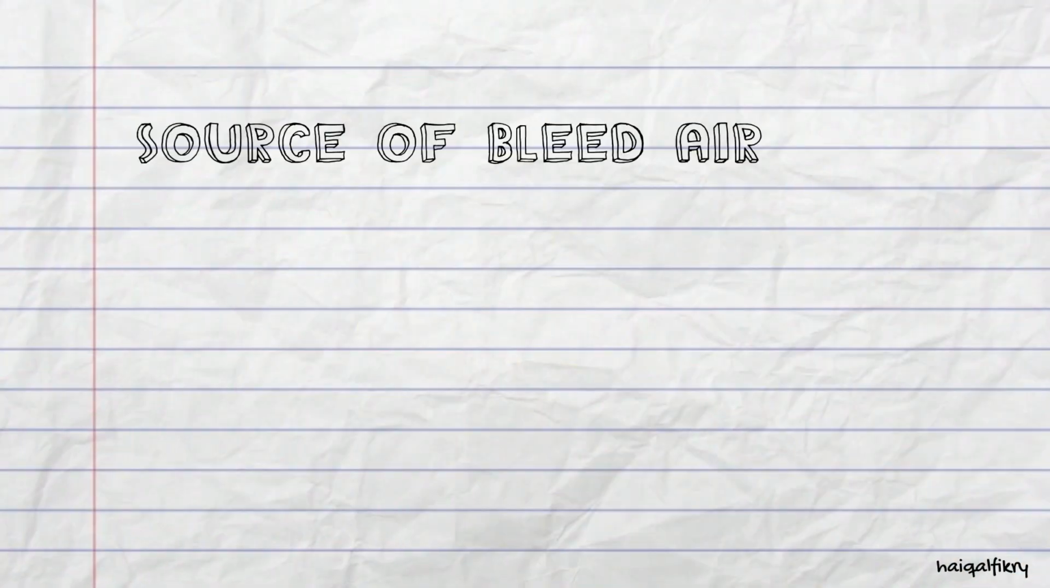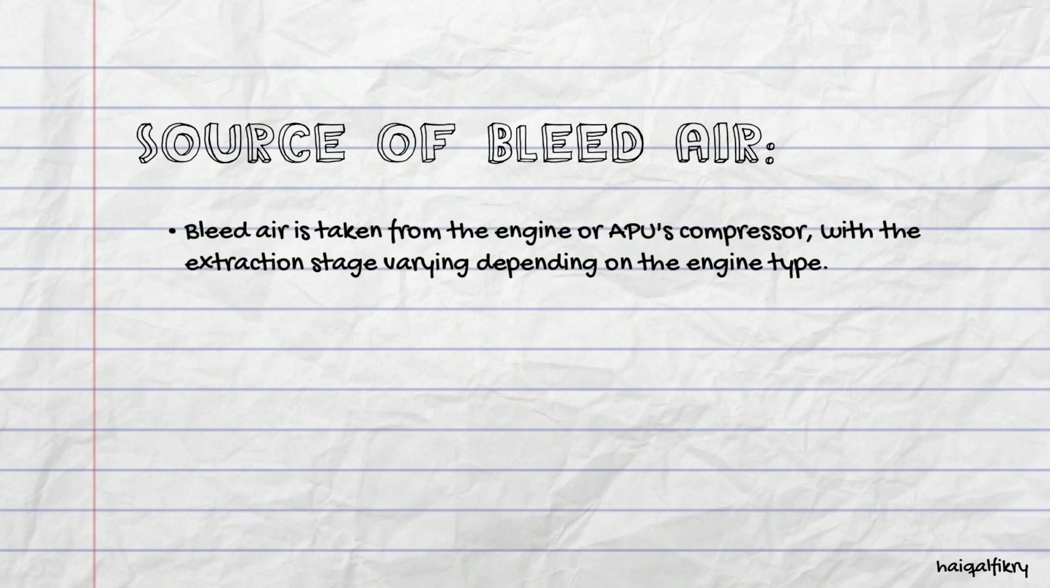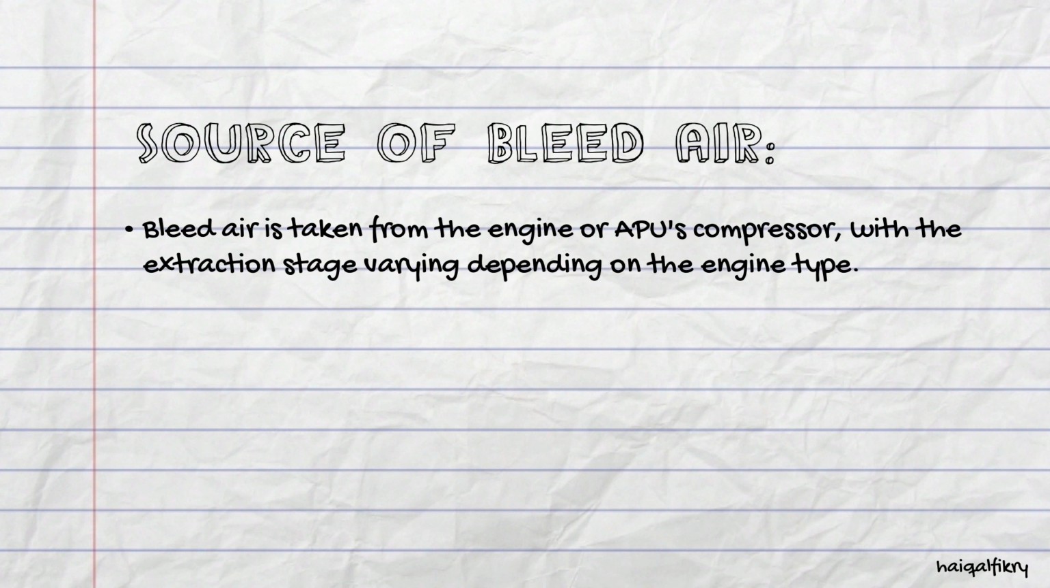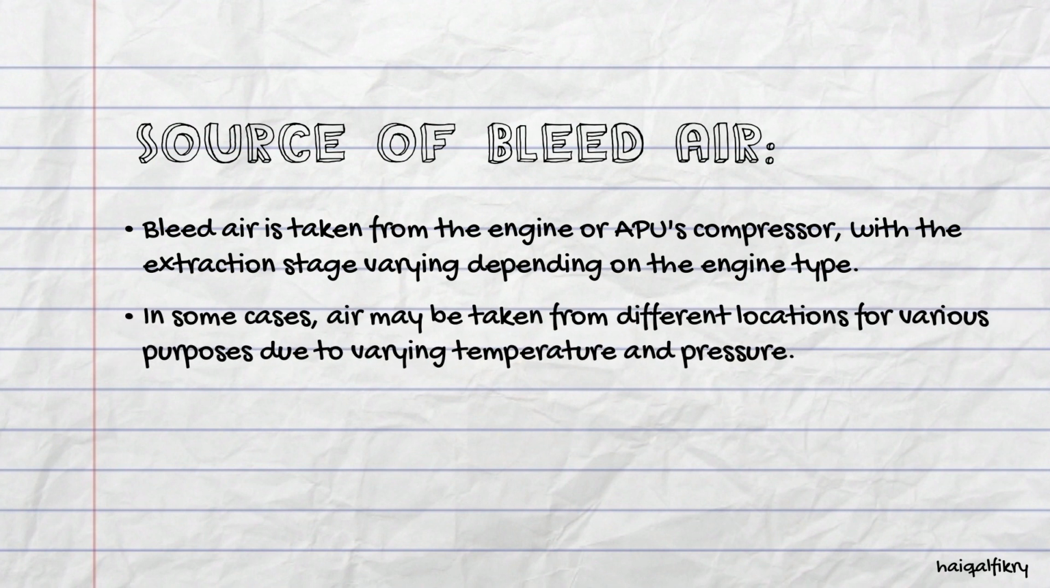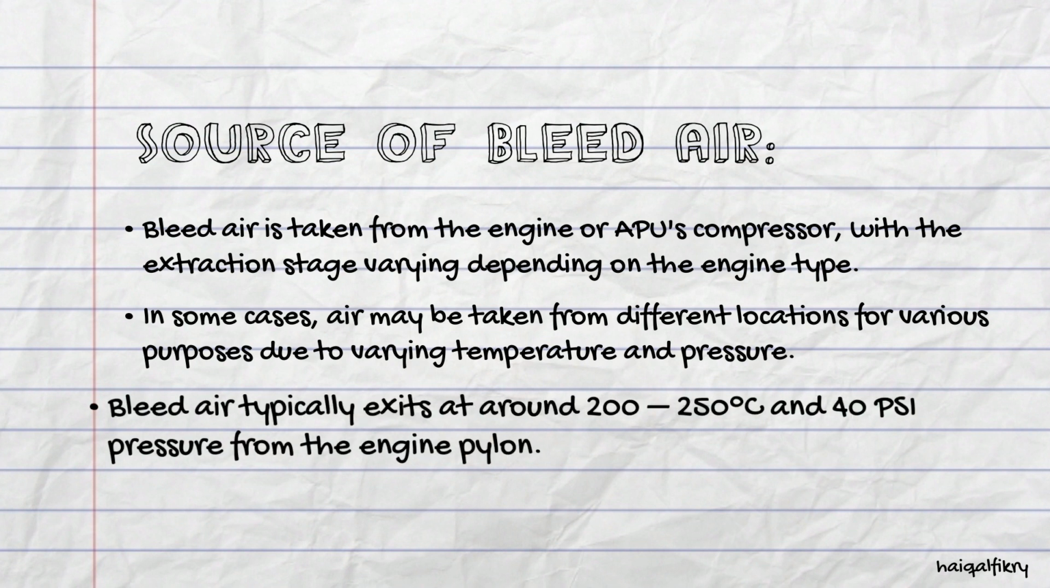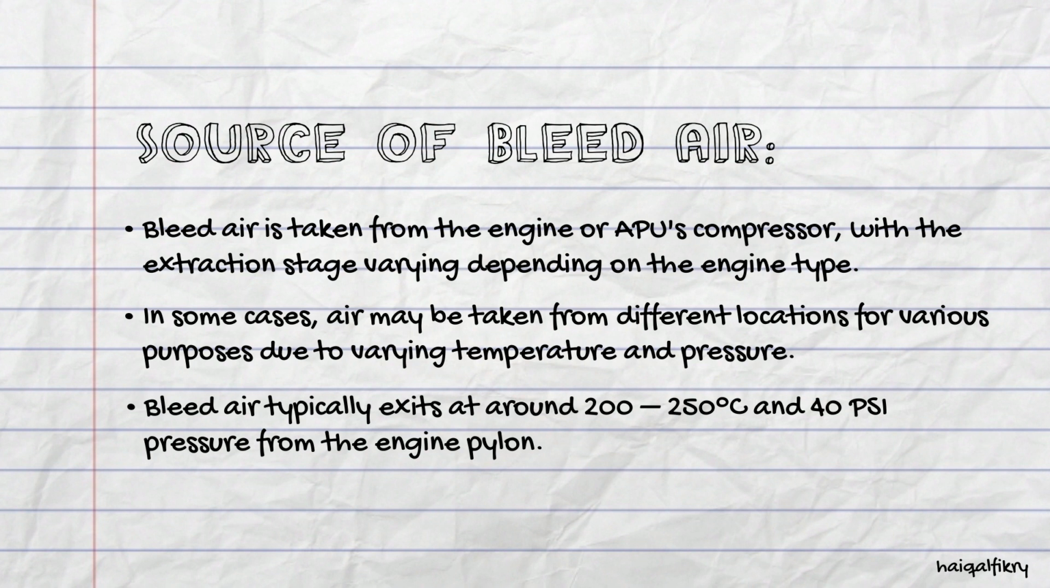Next, we will study the source of bleed air and how it has been collected and used for previous systems. Bleed air is extracted from the compressor of the engine or APU. The specific stage of the compressor from which the air is bled varies by engine type. In some engines, air may be taken from more than one location for different uses, as the temperature and pressure of the air is variable dependent upon the compressor stage at which it is extracted. Bleed air typically has a temperature of 200 to 250 degrees Celsius, and a pressure of approximately 40 psi exiting the engine pylon.